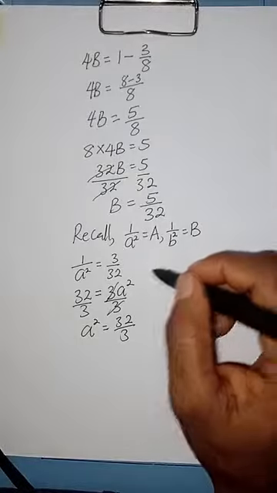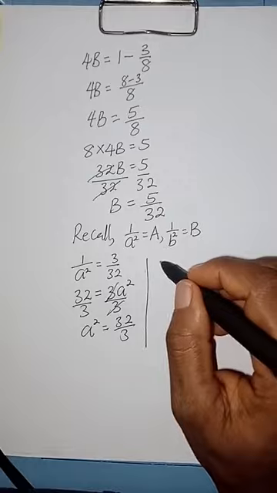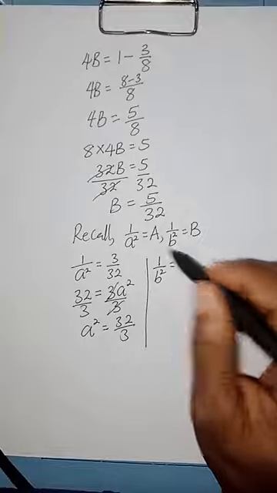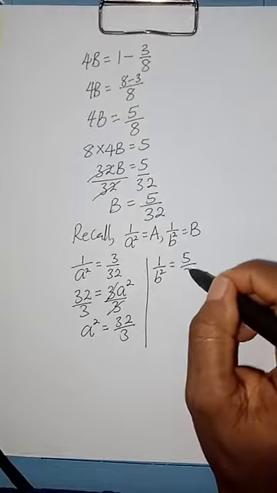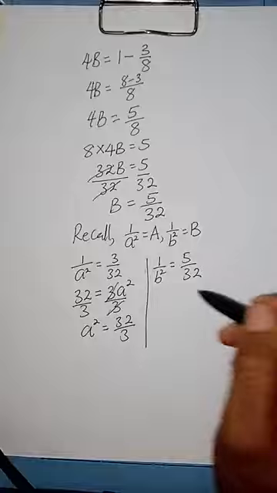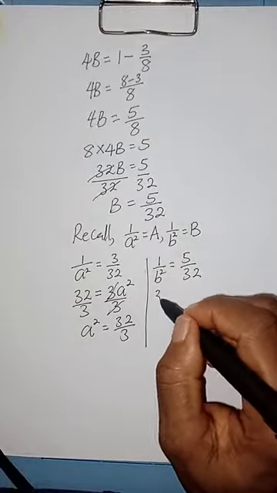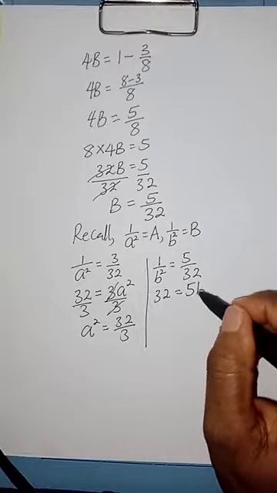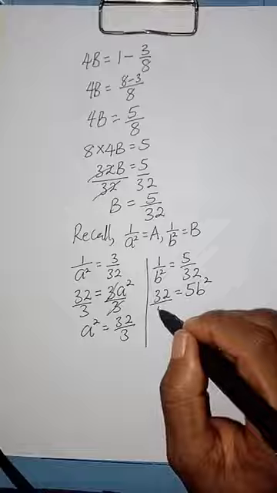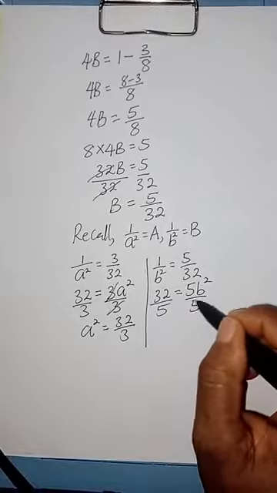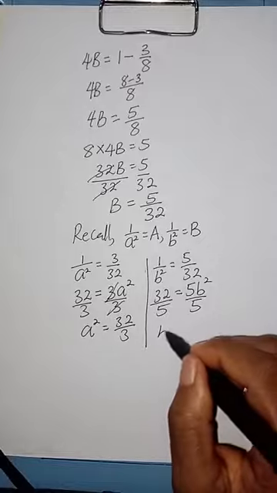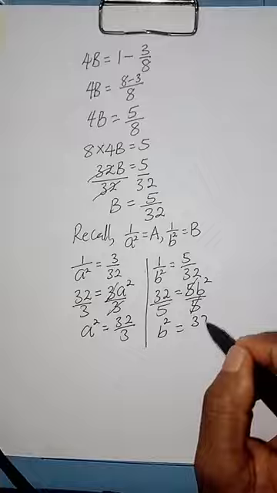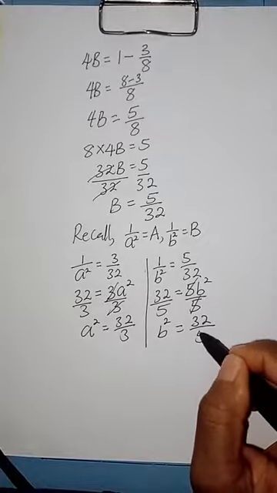The same thing if you solve for b square. 1 over b square, we've gotten the value of b as 5 divide 32. When you cross multiply, 32 will multiply 1, and 5 will multiply b square. If you divide both sides by 5, the coefficient of b square, you're going to have b square, this is cancelled out, equal to 32 divide 5.